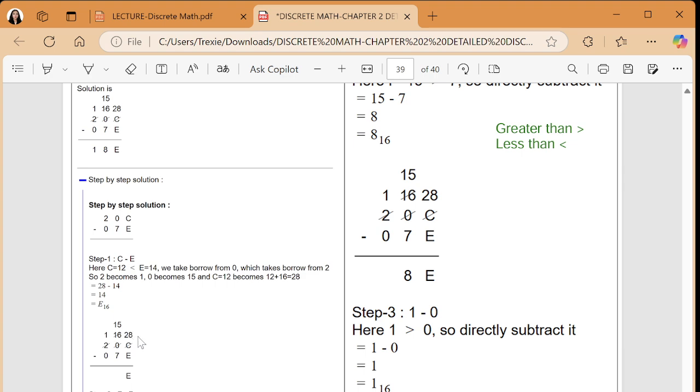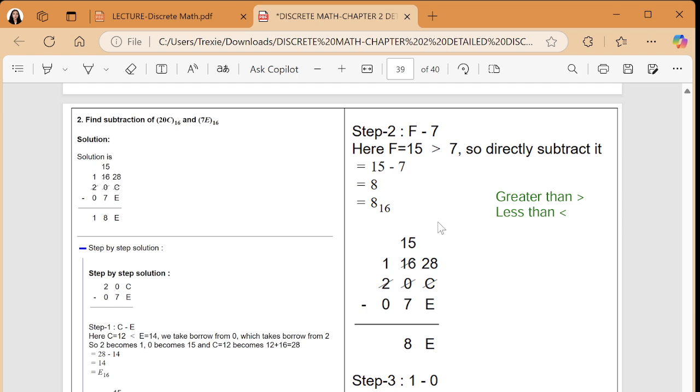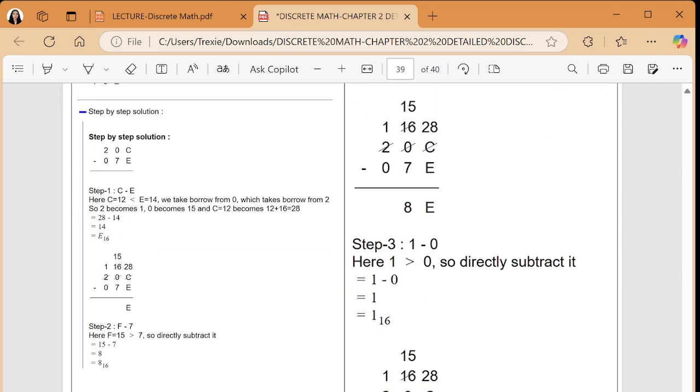So C is equivalent to 12, right? So 12 plus 16 will now be 28. So 28 minus 14 is equal to E. Then 15 minus 7, we can directly subtract it. So 15 minus 7 would be 8. 1 minus 0 would be 1. So the final answer is 1, 8, E for this hexadecimal.